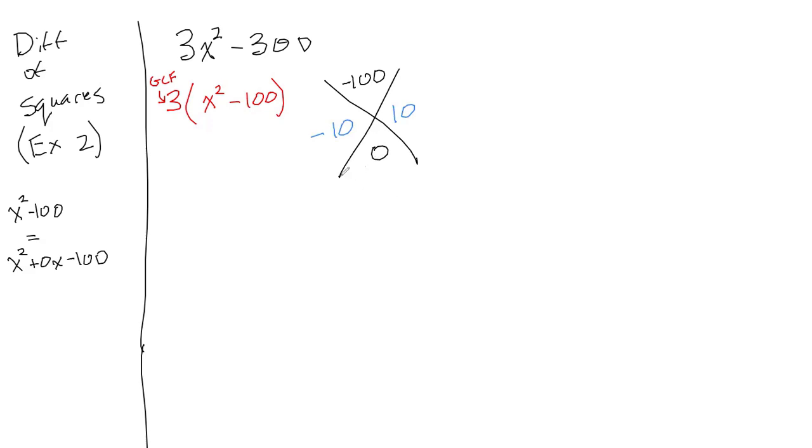And that's kind of a cool thing, too. If you ever have a middle term that's 0, you have a very, very high chance of having these both be the same number, where one is positive and one is negative. That's what it means to be a difference of squares.